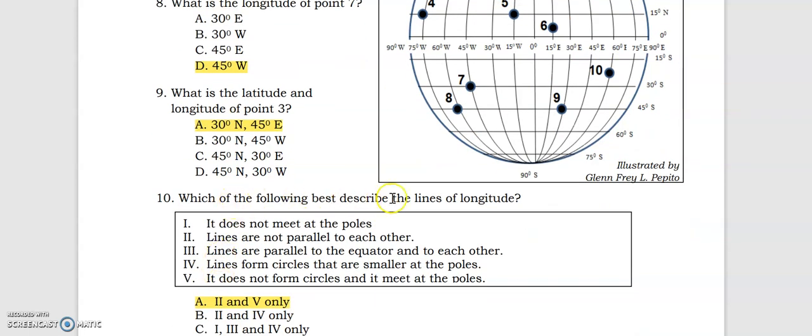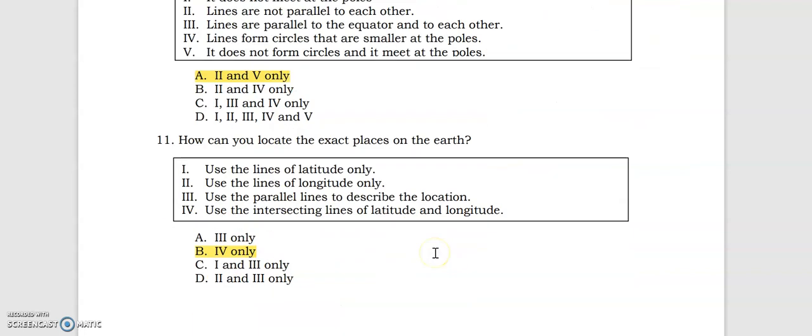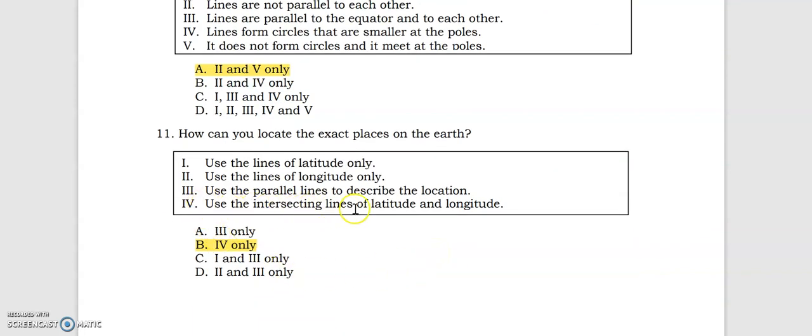Which of the following best describe the lines of longitude? So its lines are not parallel to each other. Then, it does not form circles and they meet at the poles. How can you locate the exact places on the Earth? So use the intersecting lines of latitude and longitude.